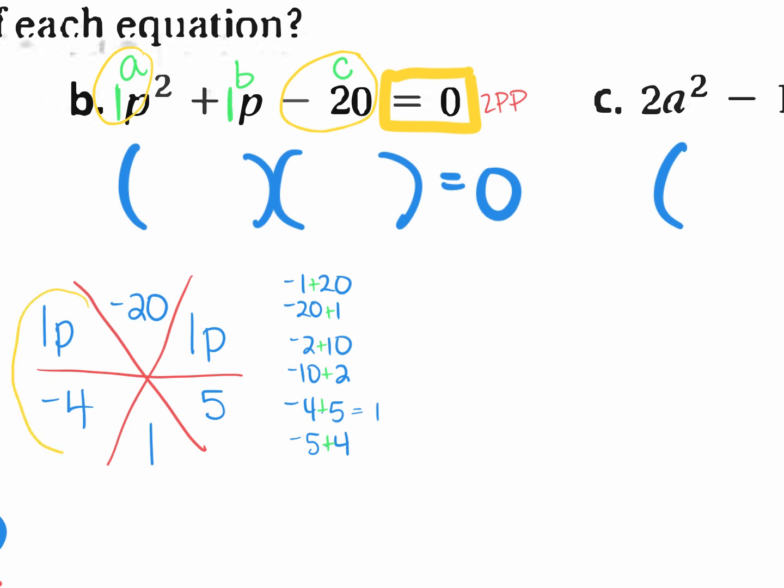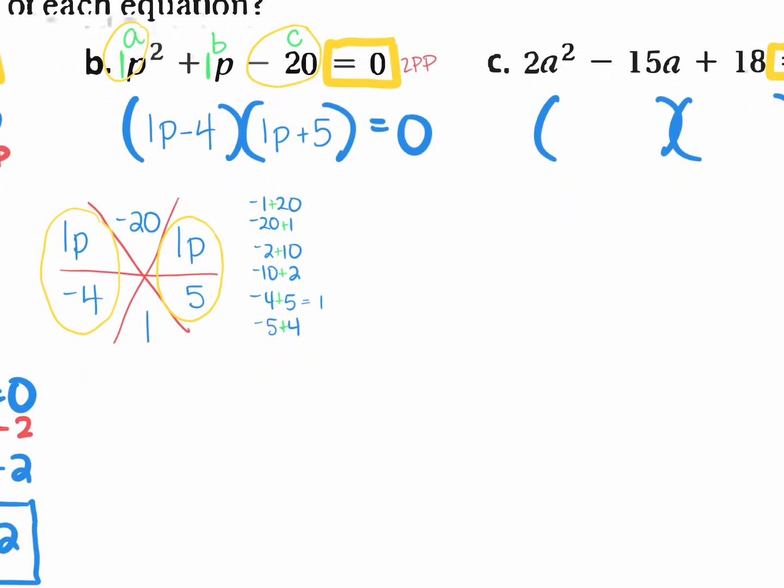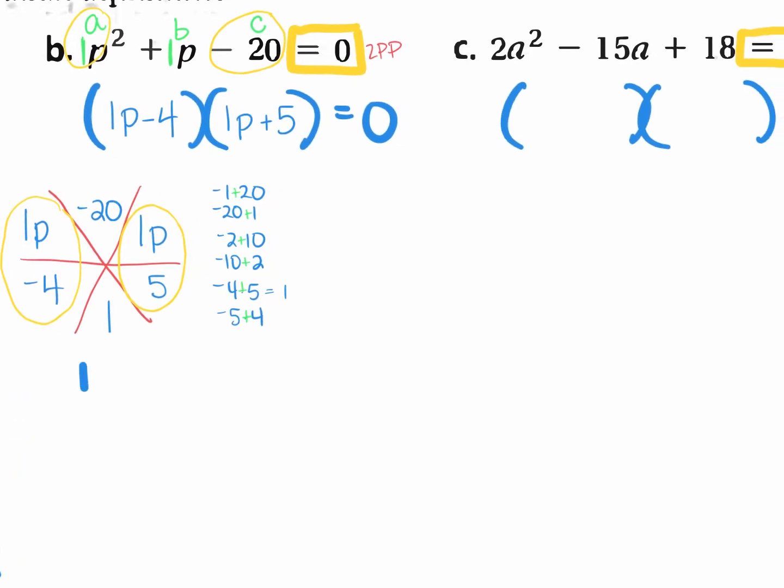So I have negative 4 and positive 5. All right, 1p minus 4 becomes the first factor. 1p and positive 5 become the next factor, 1p plus 5. And now you're ready to take each of those factors and set them each equal to 0. So 1p minus 4 has to be equal to 0, and 1p plus 5 has to be equal to 0. Those are your two.